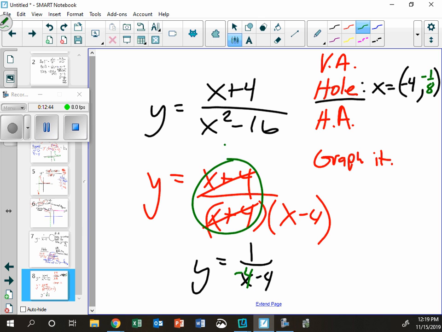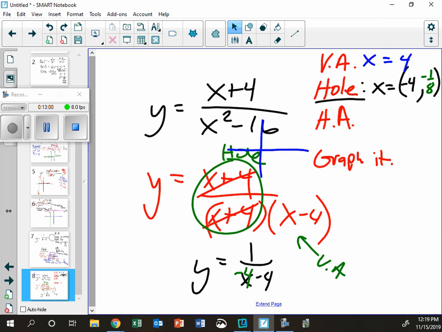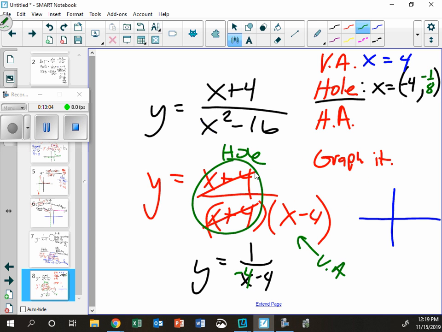This canceled made a hole. This one makes the vertical asymptote. So what about that? It's a 4. So x equals 4. It's a line. It's a vertical line. It's a dotted line. If I was going to graph this, which I'll have to do eventually, I'll move this down here. It's a vertical line at x equals 4. Like that.